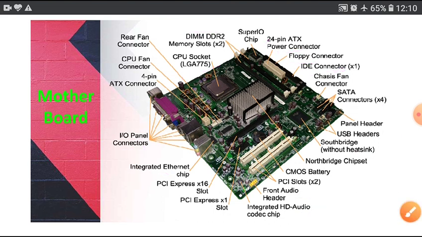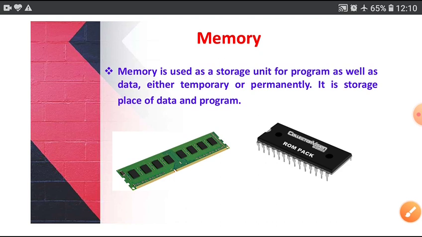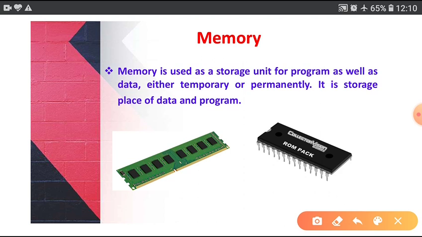Okay. Memory. This is a very important part of the computer system. You already know about memory: mobile memory, internal memory, external memory, chip. What is memory? Memory is used as a storage unit for programs as well as data, either temporarily or permanently.